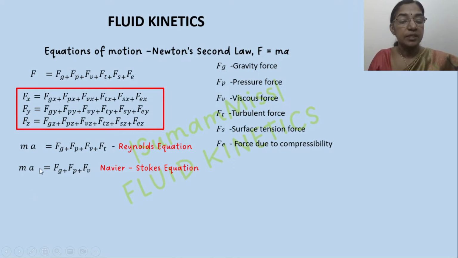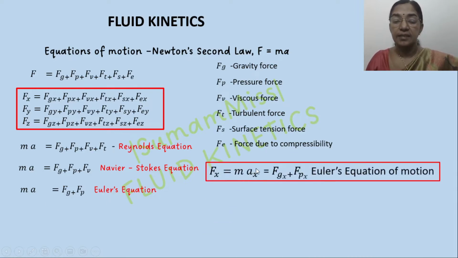So this equation turns into ma equal to Fg plus Fp, and that is called Euler's equation. In x direction, Euler's equation can be written as m into ax, where ax is the acceleration component in x direction, equal to Fgx plus Fpx. The next part is the derivation of Euler's equation.